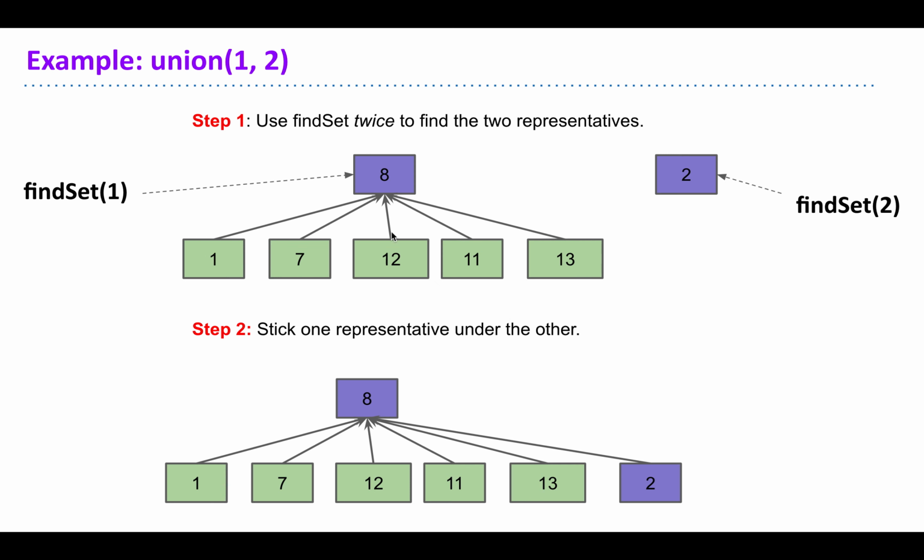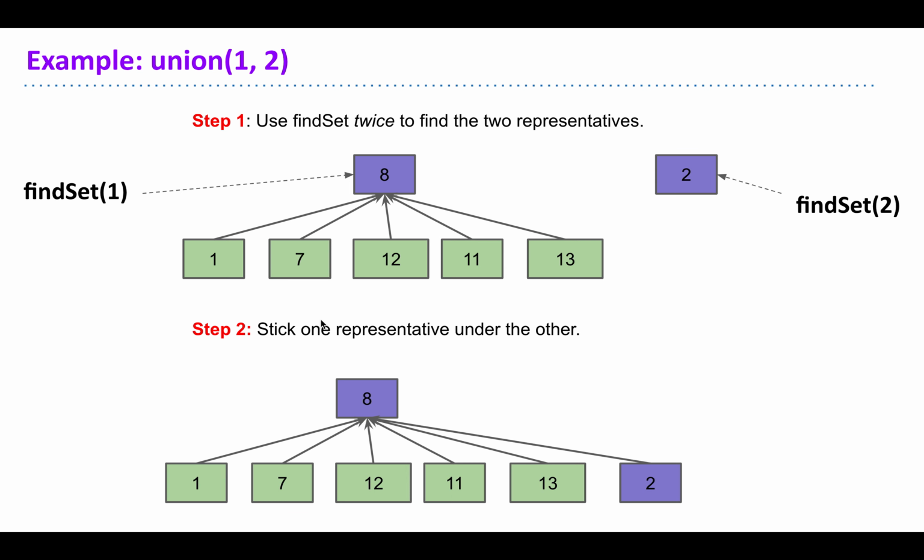Here's the union operation that I was talking about. What you do for union is you first call find set twice. If I'm unioning 1 and 2, I'd first call find set of 1, because I'd ask where 1's representative is. I get to 8, and then I stop there, right? Because that's 1's representative. I can't go up any longer. I also call find set on 2. In this case, 2 is already the representative, so it's just there.